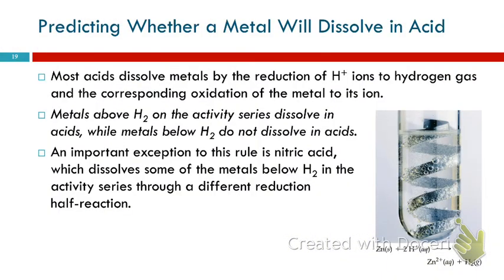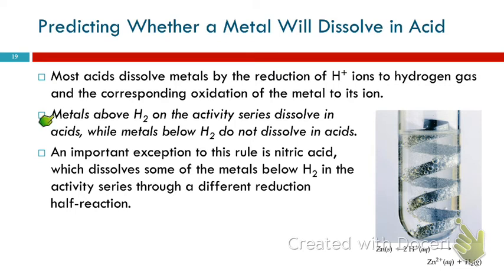The activity series allows us to predict whether a metal will dissolve in an acid or not. Some metals dissolve in acids, others don't. They dissolve by the reduction of hydrogen ions. The hydrogen ions come from the acid. We saw this sort of reaction with zinc instead of magnesium, where you put the metal in acid and it bubbles and fizzes. That's hydrogen gas being formed. And then at the end, there's no metal left. There's just the zinc ions.